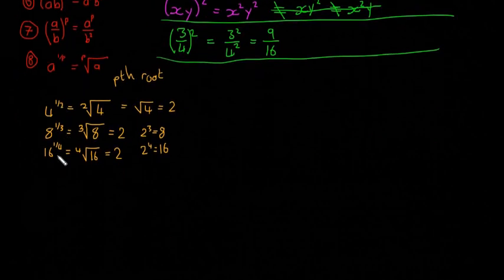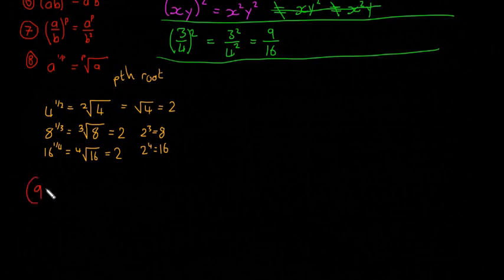So the last rule then is just a slightly more complicated version of rule number 8. If we have a to the power of q over p, it's kind of hard to write so many small indices like that, but that's a to the power of q over p. The answer is going to be the pth root of a, all to the power of q.